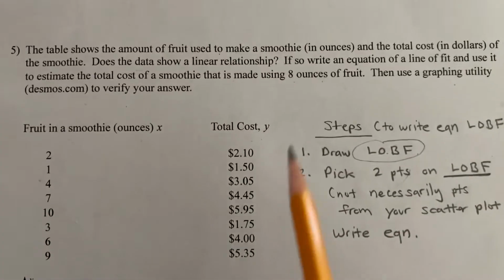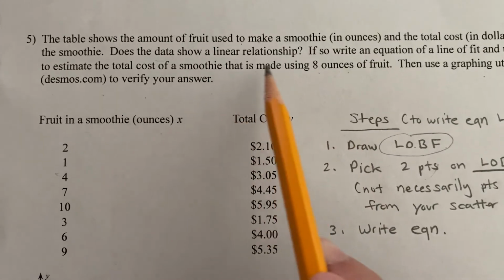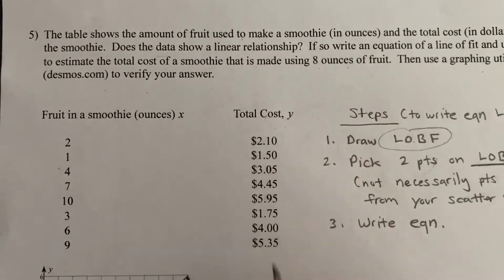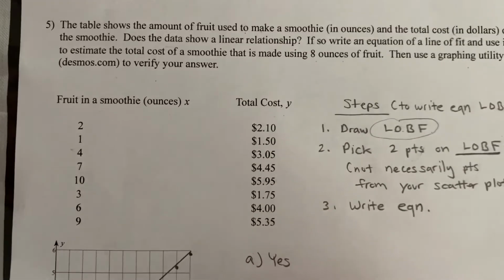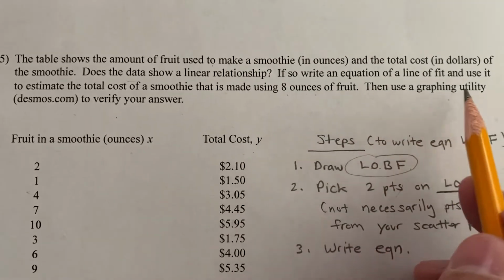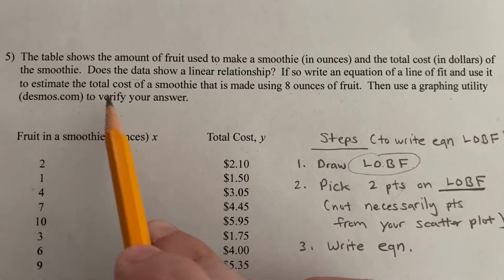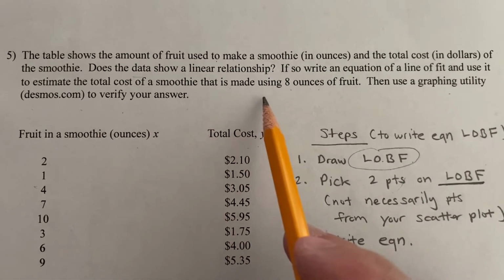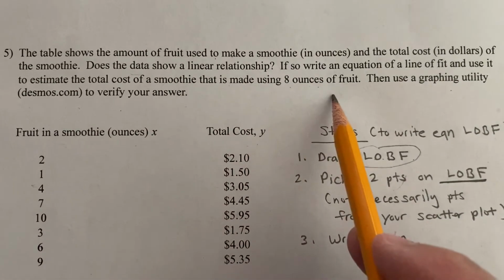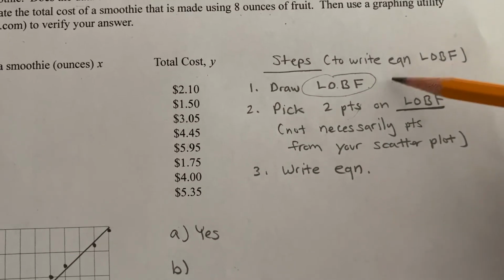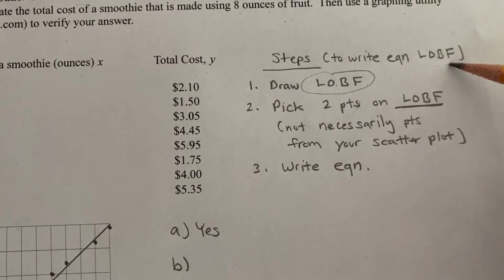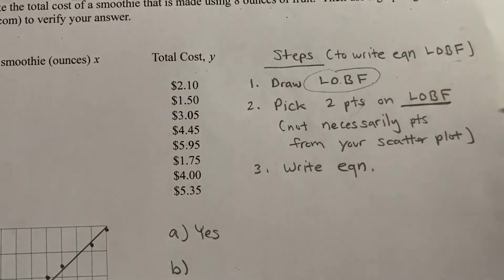The next step you want to do is answer this question. Does the data show a linear relationship? So part A, it looks like yes, it does. And then part B, if so, write an equation of the line of fit and use it to estimate the total cost of a smoothie that is made using 8 ounces of fruit. Okay, so back to the steps right here. So I drew my line of best fit, and I'm asked to write an equation of the line of best fit. So this is where students get confused.